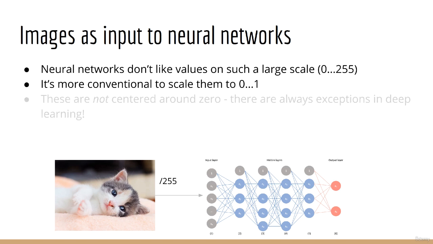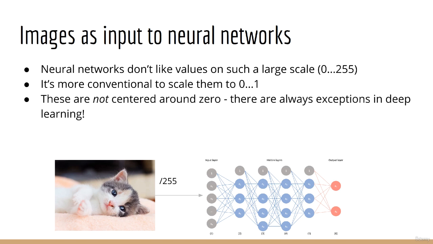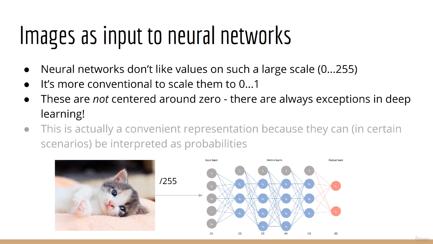And yes, the astute among you might notice that if we represent images as values between 0 and 1, these are not standardized values because they are not centered around 0. There are always exceptions in deep learning. For images, this representation is particularly convenient because it's possible to interpret these values as probabilities.